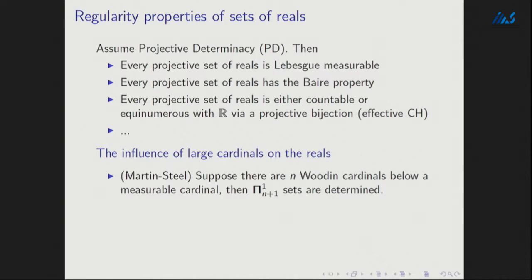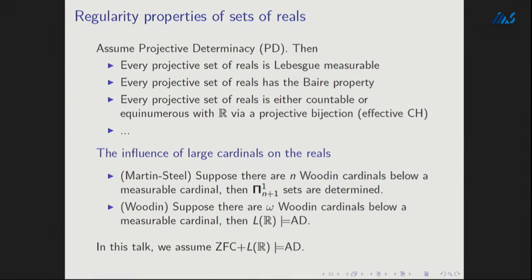So all those elementary embeddings about the large cardinals have critical point way above omega. But they really decide the behavior of projective sets of reals. And if you assume more Woodin cardinals, you will get the determinacy of more sets of reals. So in this talk, we will assume enough large cardinals so that the projective sets, or the sets of reals in L(R), are determined.